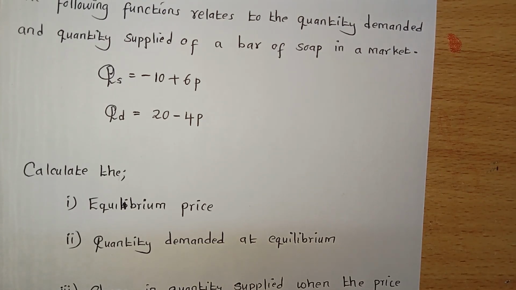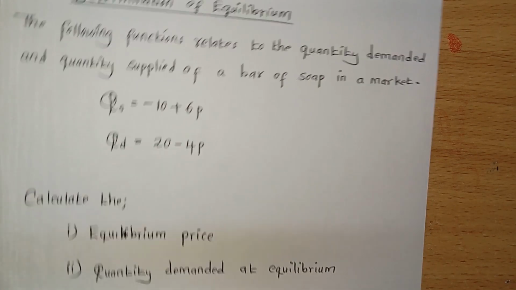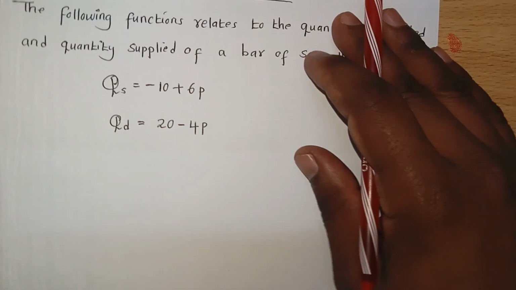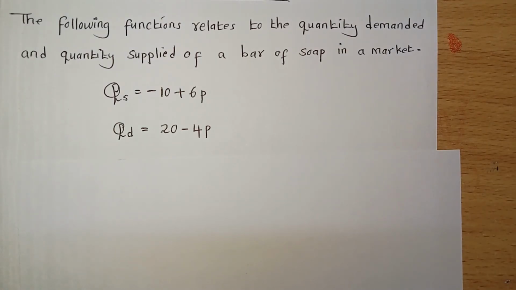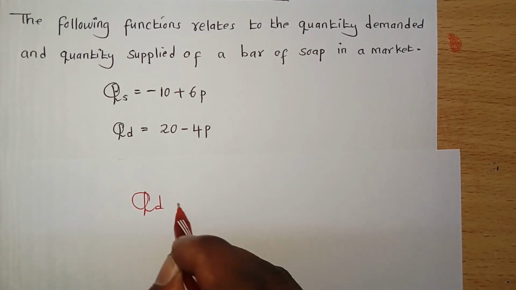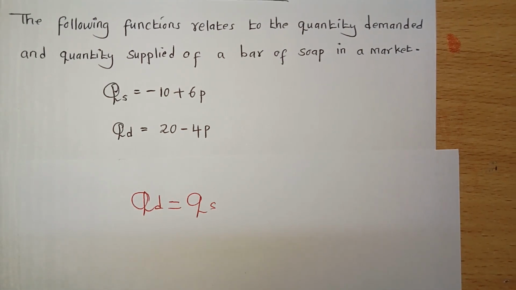We are asked to calculate the equilibrium price, and part 2 is the quantity demanded at equilibrium. So we are going to start with part 1, which is calculating the equilibrium price. I've said that in economics, equilibrium is a state where the market demand is equal to the market supply. So what do I mean? I mean that quantity demanded is equal to the quantity supplied.